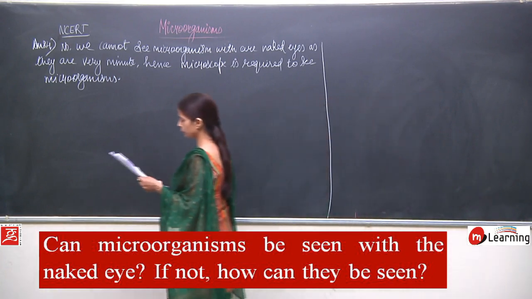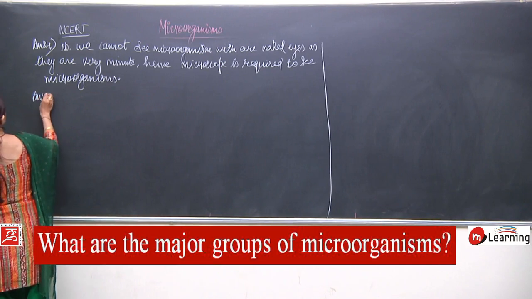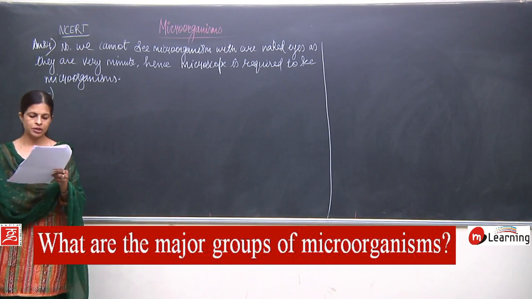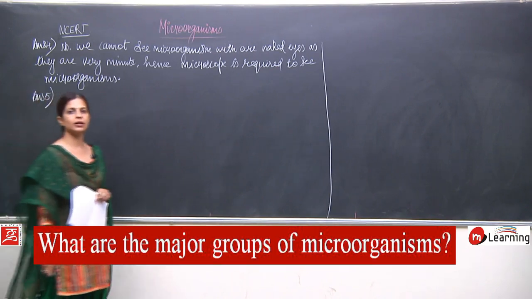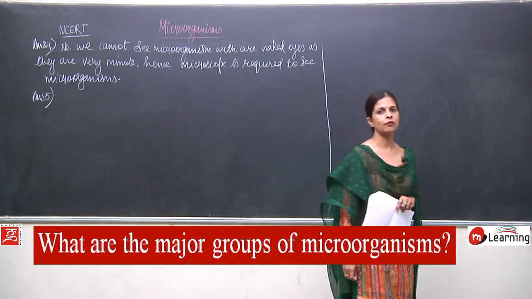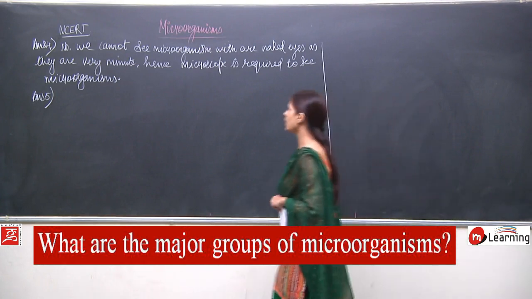Now, answer number five I'll be talking about now. So the question is, what are the major groups of microorganisms? So there are five major groups of microorganisms.